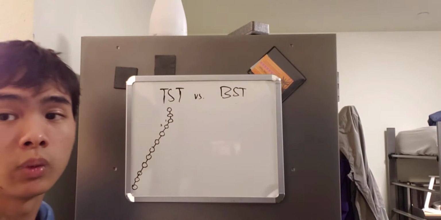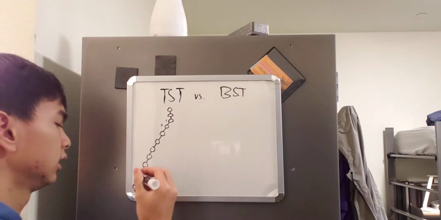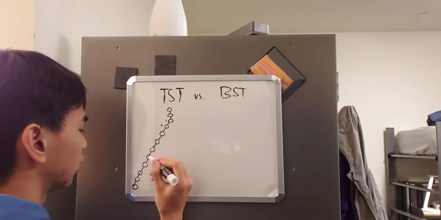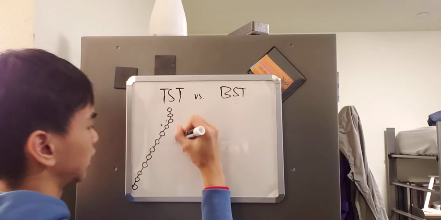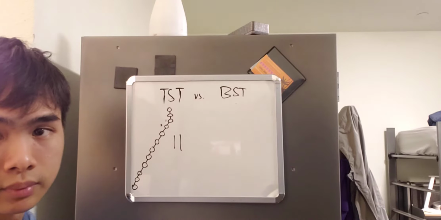To determine the height, we want to count the links. So here it's 1, 2, 3, 4, 5, 6, 7, 8, 9, 10, 11. So the height for the TST is 11.